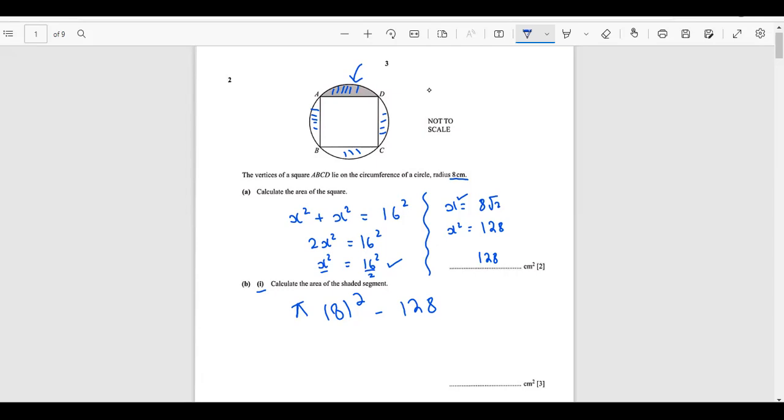That is 73.06. Yes, very good, Saneem. Excellent. And now we are going to divide this by 4 in order to find the area of one part only. And that is going to give us 18.3. So this is going to be the answer for this part.